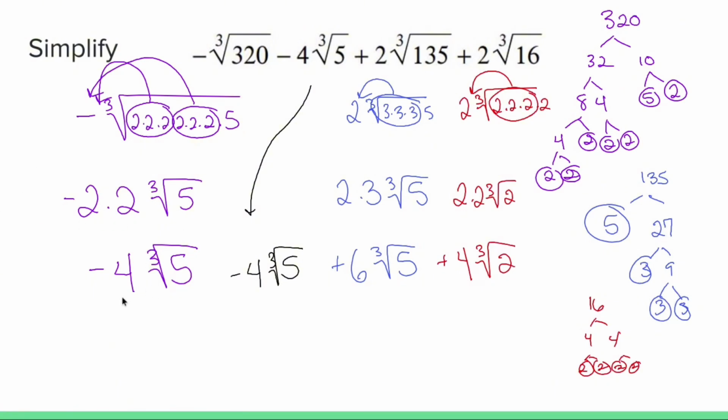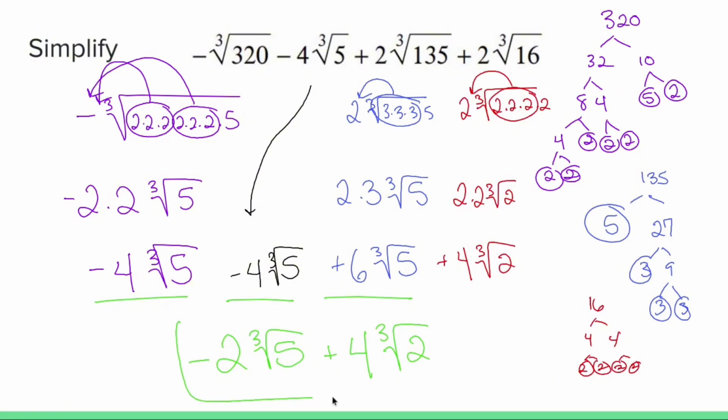All right, these three all have a cube root of 5 attached. So negative 4 minus 4 is negative 8. Negative 8 plus 6 is negative 2. Negative 2 cube root of 5. What about this guy? Well, there's nothing like him, so he stands alone. And you're left with 4 cube root of 2. Yeah, kind of intense, but lots of fun.